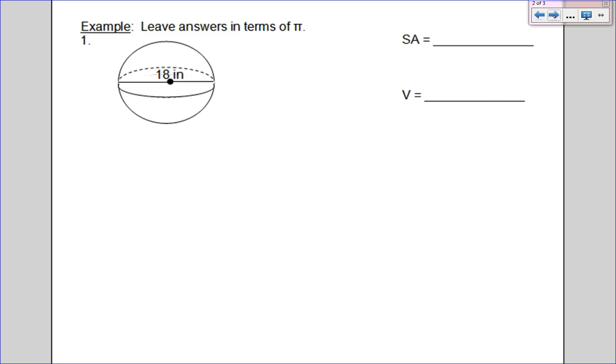Alright, so let's try a problem out. Let's find the surface area and volume of the sphere. So I want you to pause the video and try it out. Alright, let's see how you did.